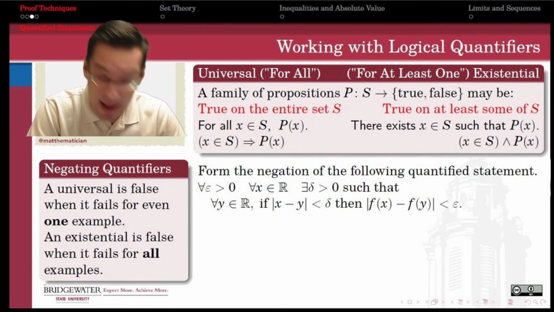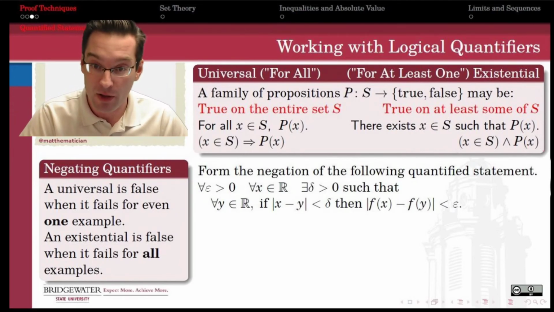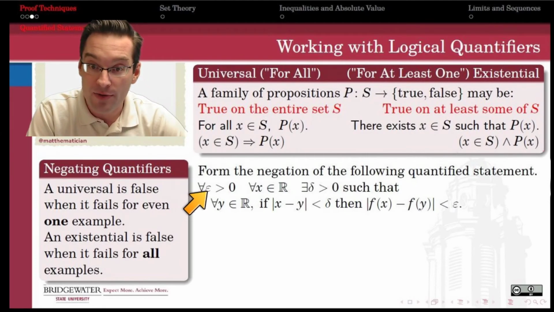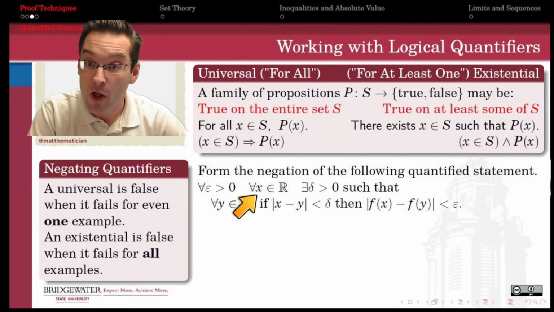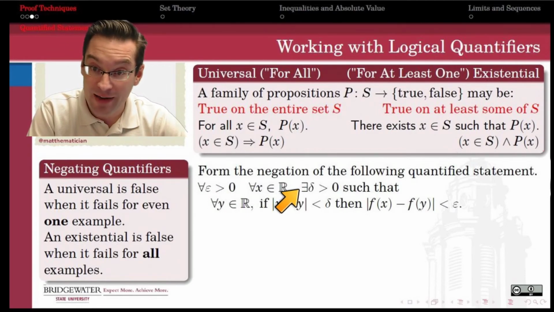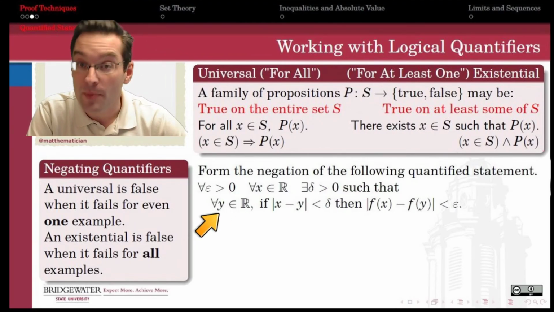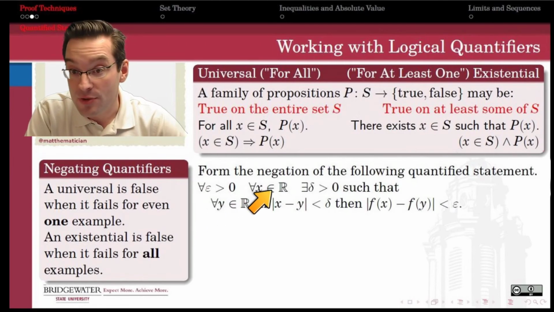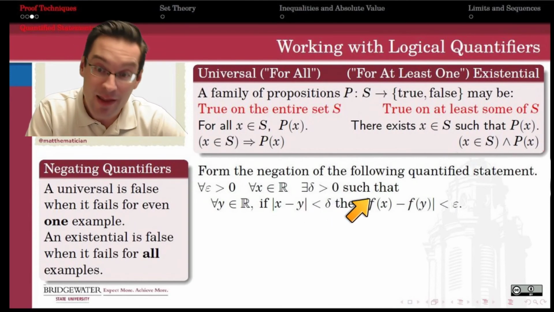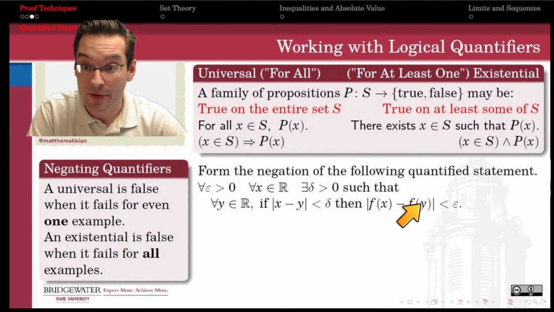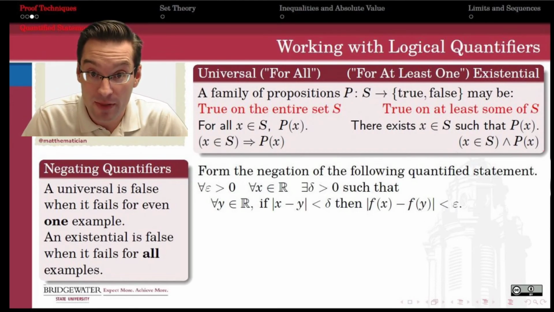So to read it out in words, this is the definition of a function being uniformly continuous on all of the real numbers. It says, for all values of the Greek letter epsilon, for all epsilons that are positive, and for all real numbers x, there exists a delta, which is positive, such that for all real numbers y that we choose, it's true that if the absolute value of the difference of x and y is less than delta, then the absolute value of the difference between f of x and f of y is less than epsilon. So there's a lot of pieces involved in this definition.